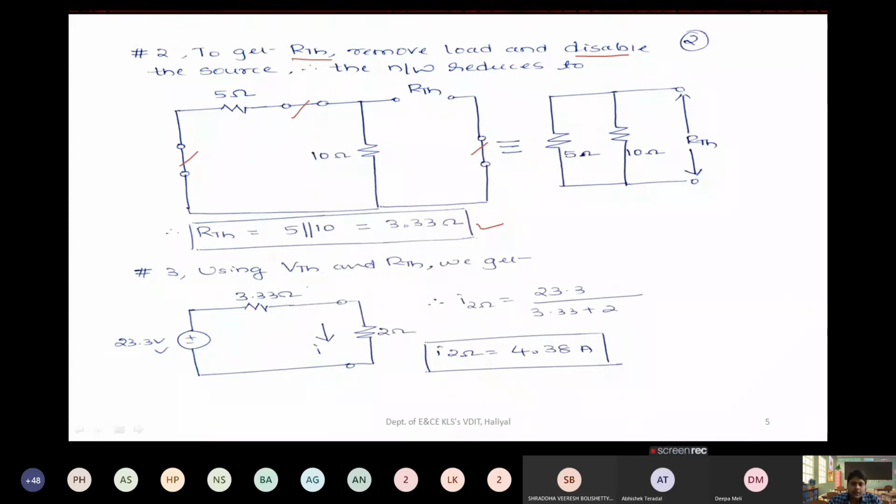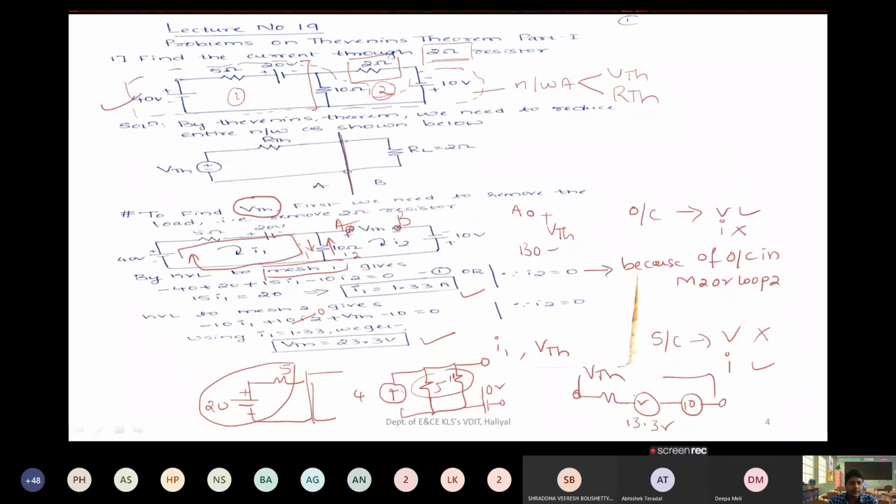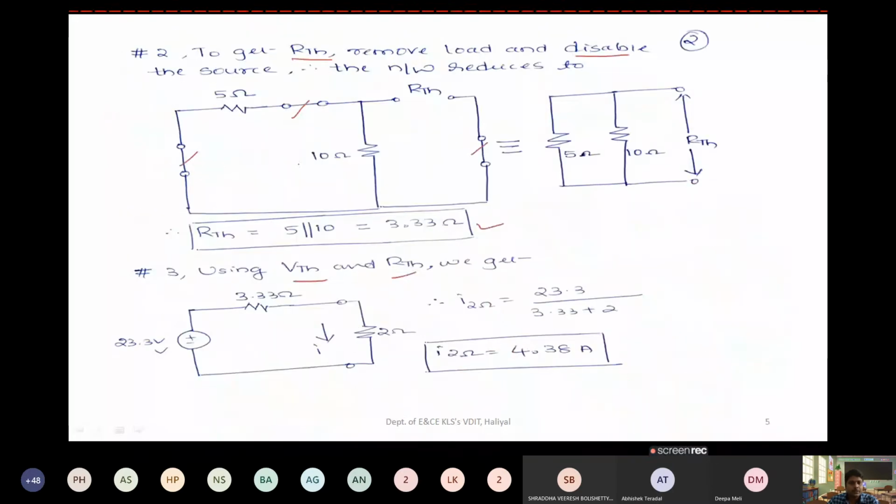Okay. Now we have successfully come across VTH and RTH values. So now if you put them here, what we are able to get is this definition, VTH and RTH. If you want to find the current here, it is simple: I is equal to V by R, 23.33 divided by 3.33 plus 2. So you will get 4.38 amperes.